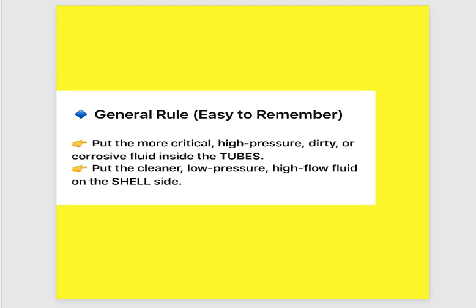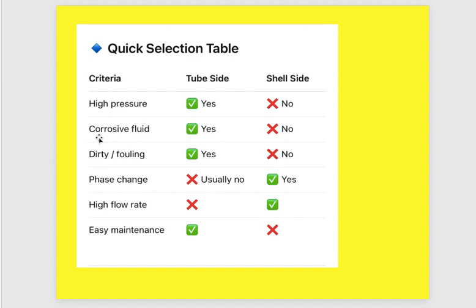I want to make this comparison clearly, when to select the tube side, when to select the fluid in the shell side, as the following. The criteria: if you are working with high pressure, put this in the tube side. Don't put it in the shell side. If you work with corrosive material, very corrosive material, put this corrosive material in the tube side. Material or fluid dirty and can cause fouling, put it inside the tube side.